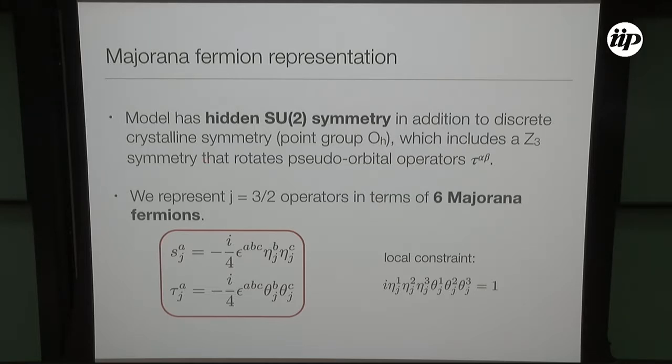And in addition, there's a crystal symmetry. There's a point group Oh. And in particular, there's a Z3 symmetry that tells us that we rotate these tau alpha beta pseudo-orbital operators together with the planes.